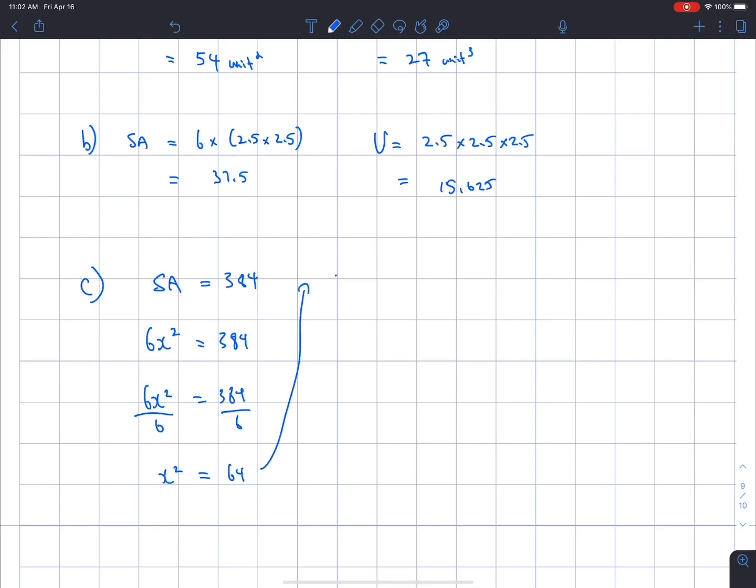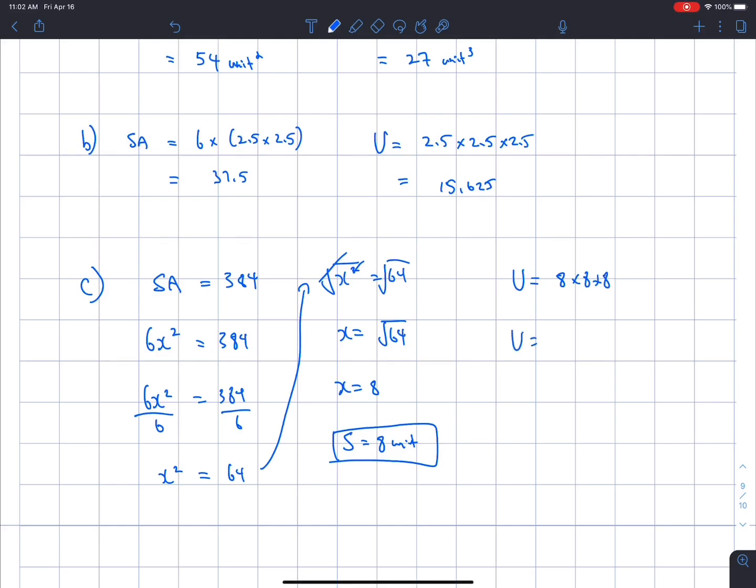To find x, we square root both sides, because square and square root would cross each other out. So we get x equals the square root of 64, x equals 8. So that will be the side length, just 8 units. The volume, knowing that the side length is 8, will just be 8 times 8 times 8. And we get 512 unit to the power 3.